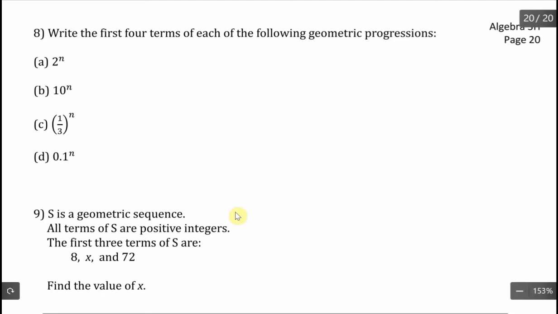Wow guys, you made it to the last page of the Algebra 3H pack. Some pretty difficult topics in this pack, and we're going to round it off by finishing looking at geometric progressions.